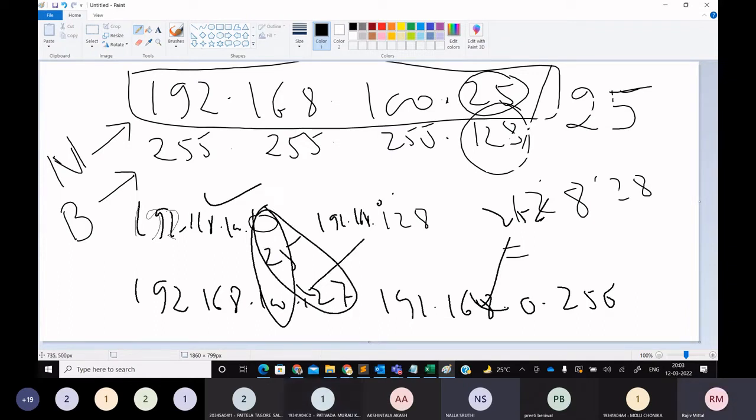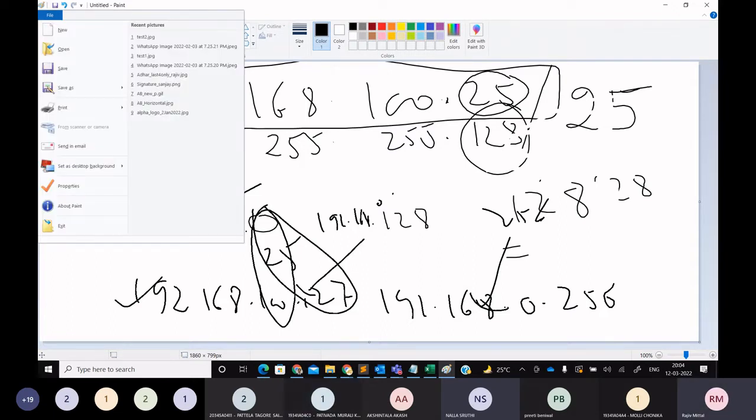That means this is the network address and this is the broadcast address. The network address will be 192.168.100.0 and the broadcast address will be 192.168.100.127, sorry, 127. Let's see it more clearly again with a new sheet.